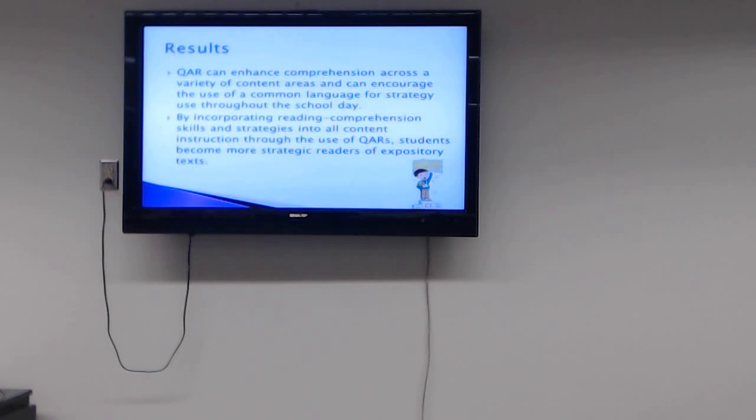Results. QAR can enhance comprehension across a variety of content areas and can encourage the use of common language for a strategy used throughout the school day. By incorporating reading comprehension skills and strategies into all content instruction through the use of QARs, students become more strategic readers of expository text.